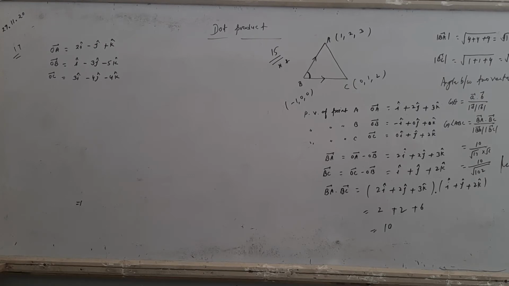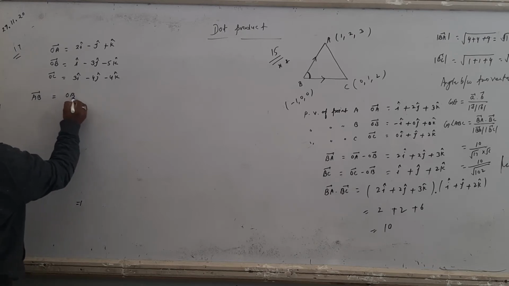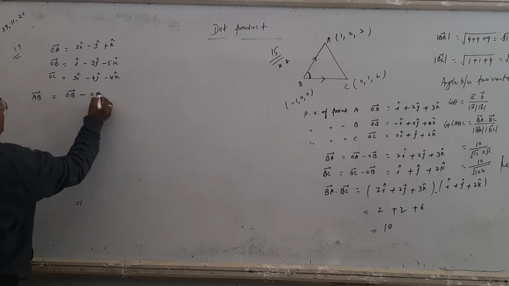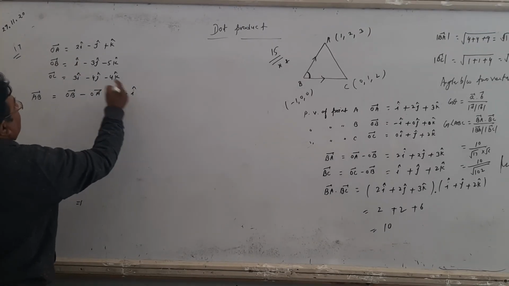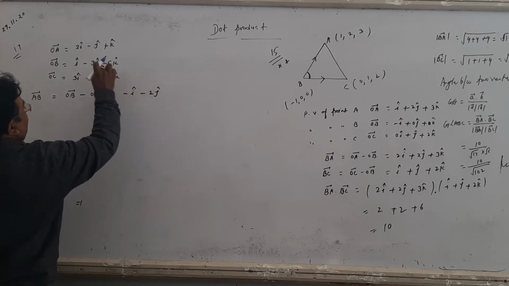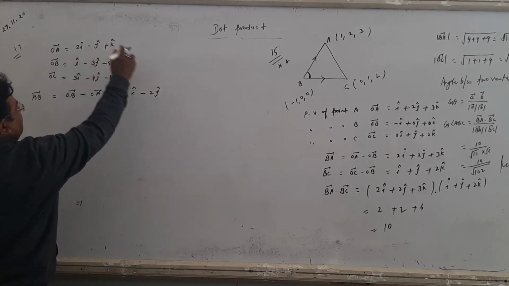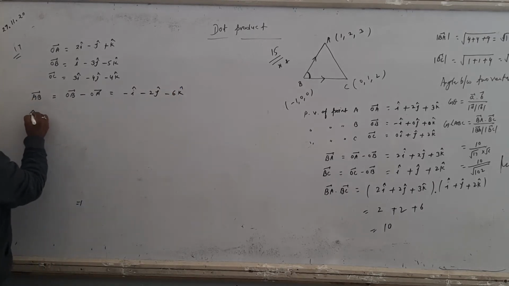sides. So now find three sides, then find vector AB, vector BC and vector CA. Right? Now find the vector AB. You know, student, vector AB is vector OB minus vector OA. Now OB minus OA, that is minus i cap. Minus 3 plus 1, that is minus 2j cap. Minus 5 minus k, that is minus 6k cap. This is vector AB. Now find vector BC and vector CA.